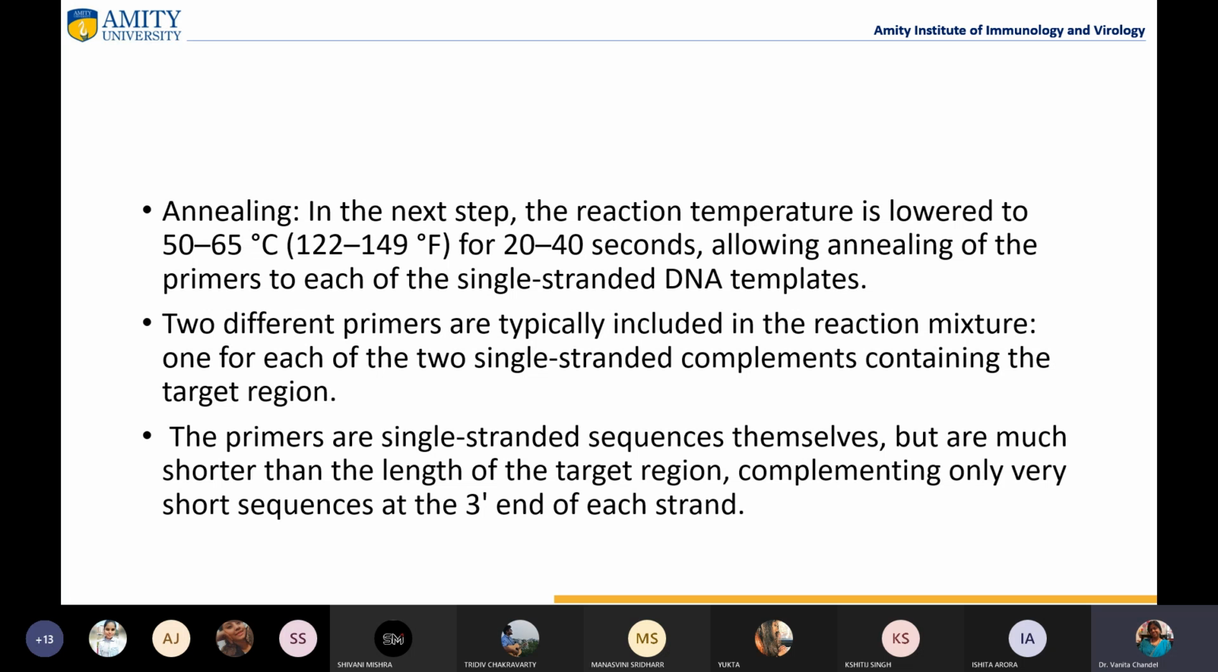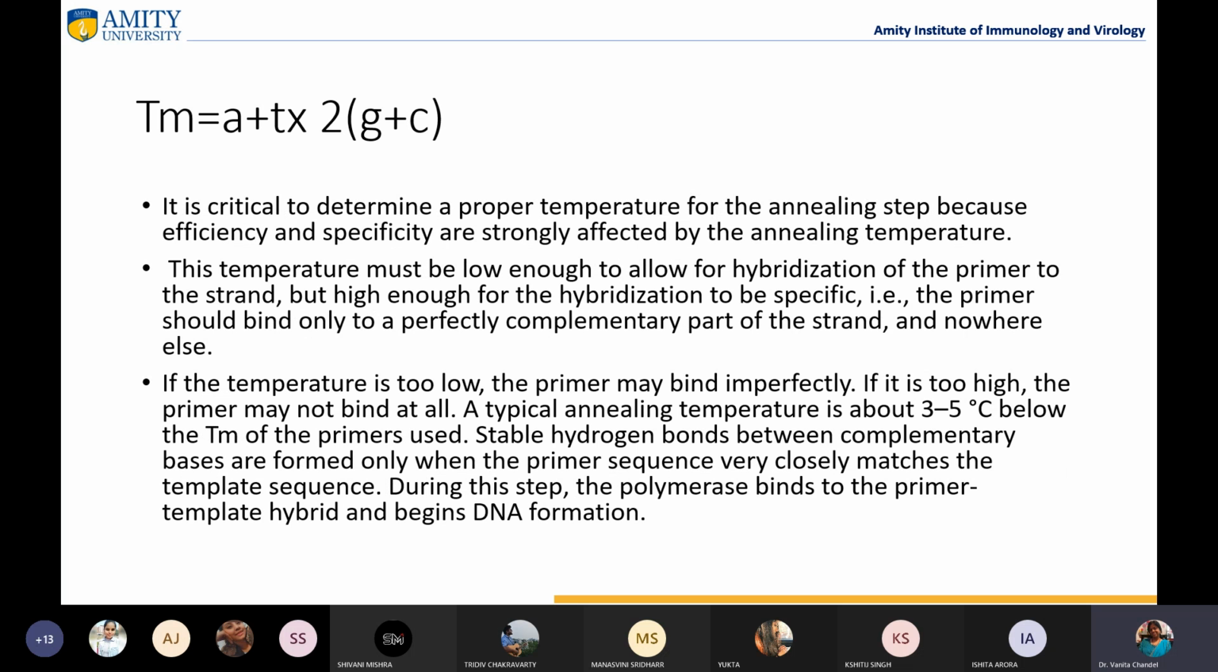How we design primers, I'll tell you later, because it is itself a whole lecture. You need to take care of a lot of things while you design a primer. So maybe next time I'll take up primer designing also, right? Then this is the Tm. The melting temperature is calculated by this formula. It is critical to determine the proper temperature for the annealing step, because efficiency and specificity are both affected by the annealing temperature.